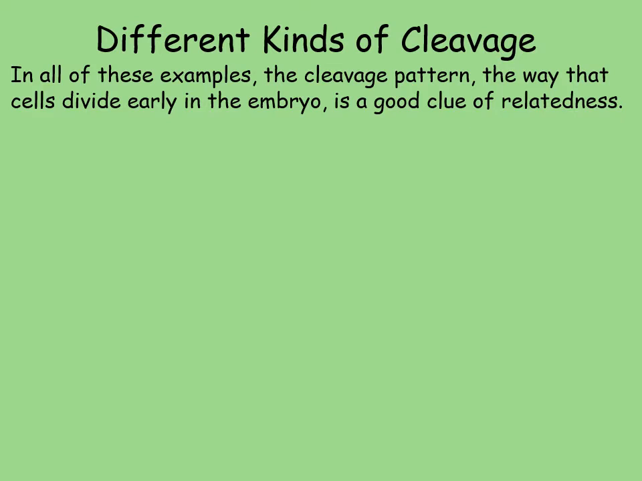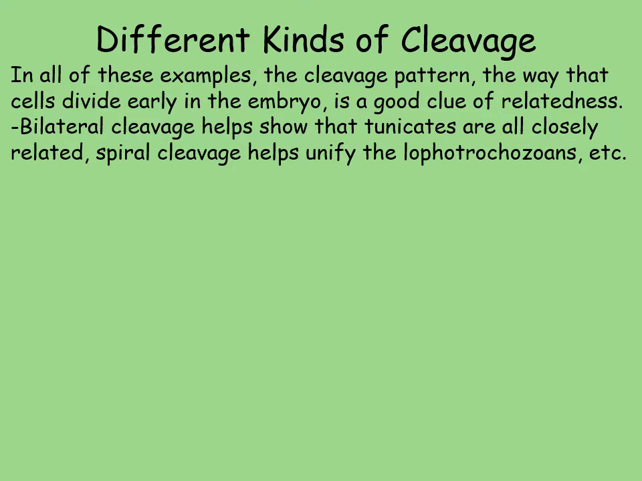So in all of these examples, the cleavage pattern, the way that the cells divide early on in the embryo, the orientation of the cells, is a pretty good clue of relatedness. This tends to be a trait that we would say is conserved most of the time, so it does not evolve very rapidly through time. Because of that, it's a pretty good way of establishing who's related to whom. So bilateral cleavage helps show that tunicates are all closely related. Spiral cleavage helps unify the Lophotrochozoans into a group, etc.